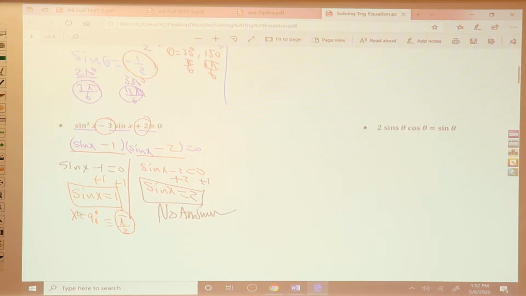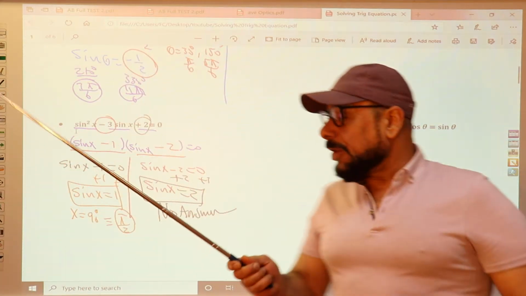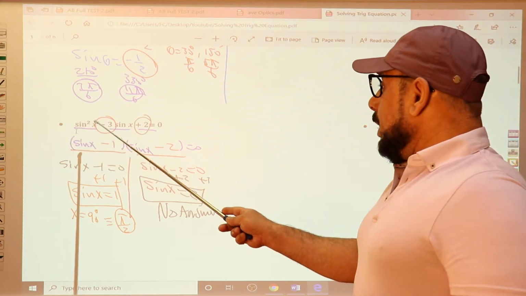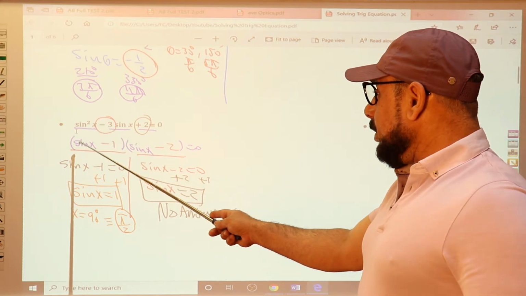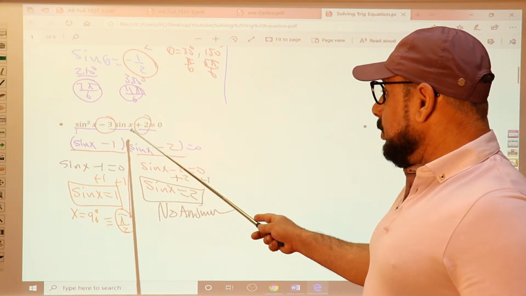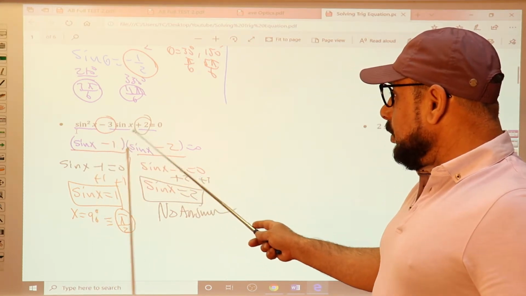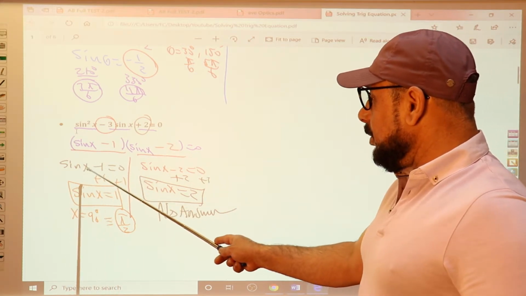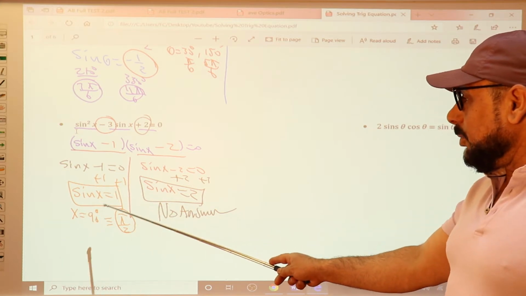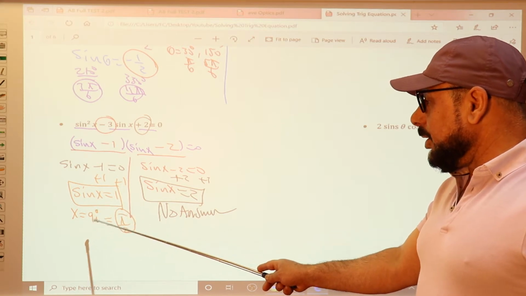Okay, last time we solved this equation, sine squared x minus 3 sine x plus 2. I remember I told you guys, you can solve this equation as a quadratic equation, a three-term polynomial. Two numbers multiplied to give 2 and added to give -3: -1 and -2. Sine x minus 1 equals 0, so sine x equals 1. There is one choice here for sine x, which is 90 degrees.